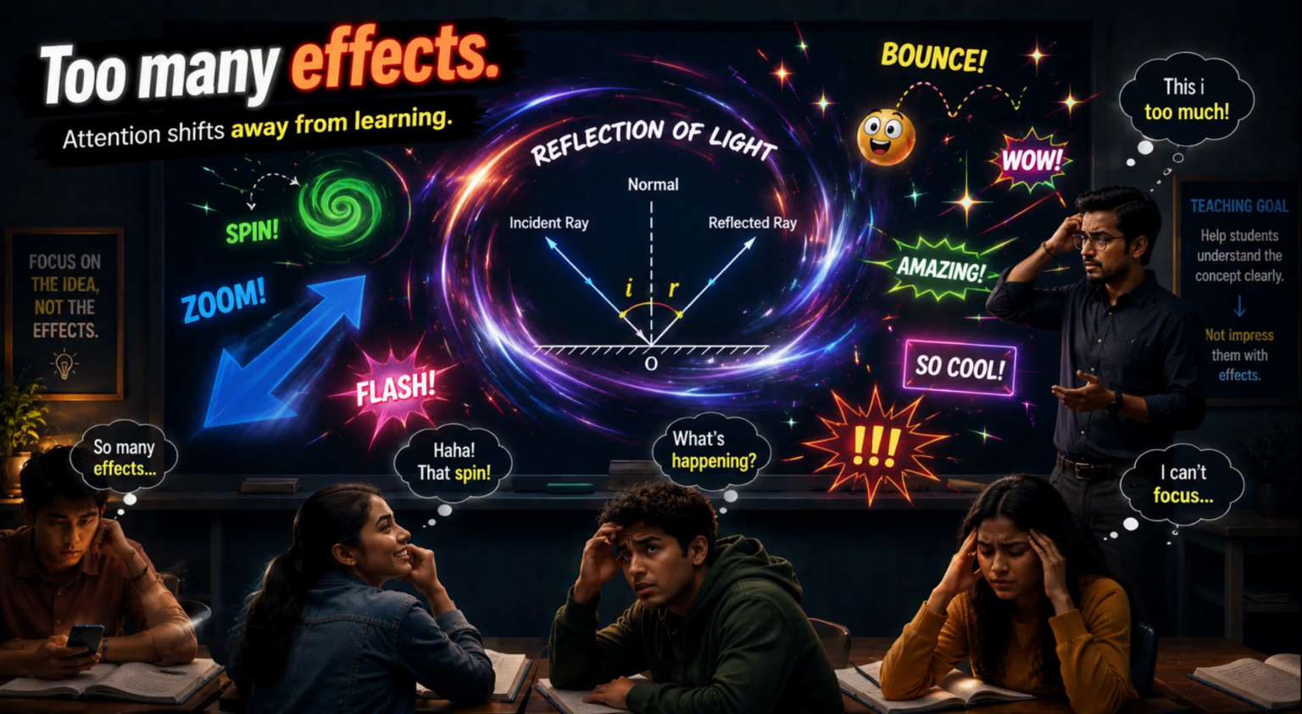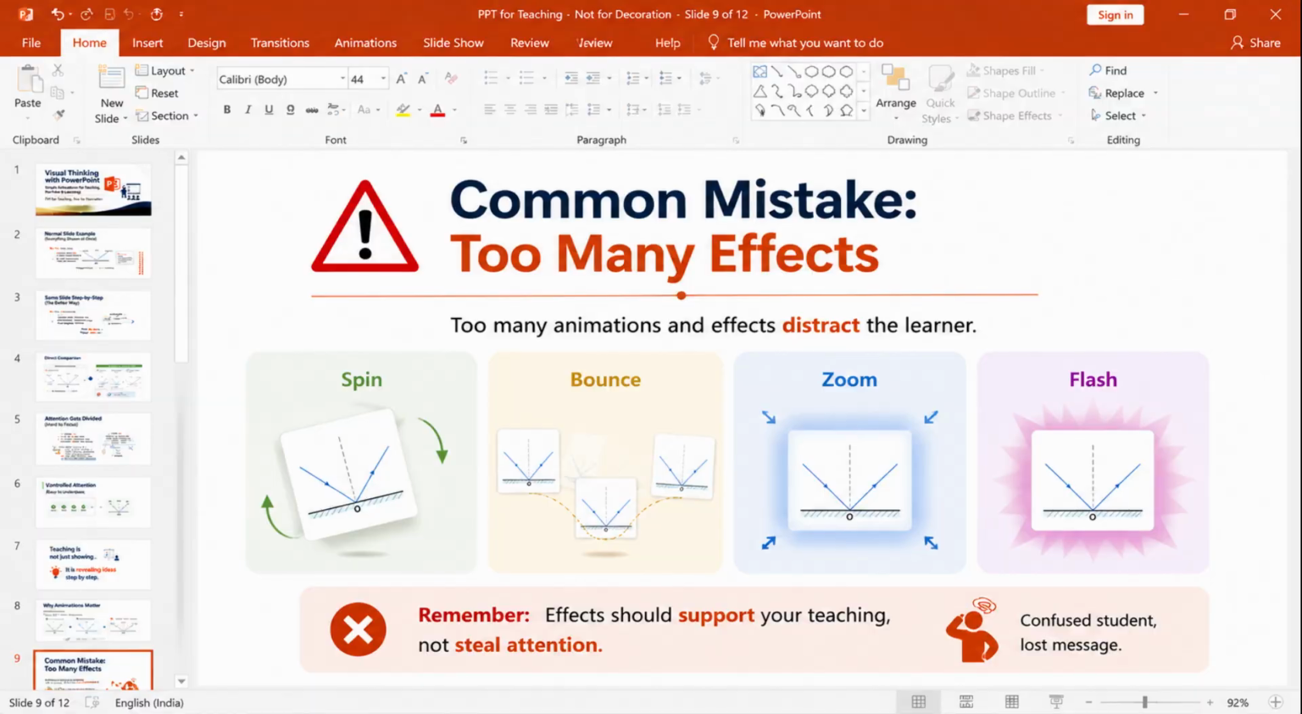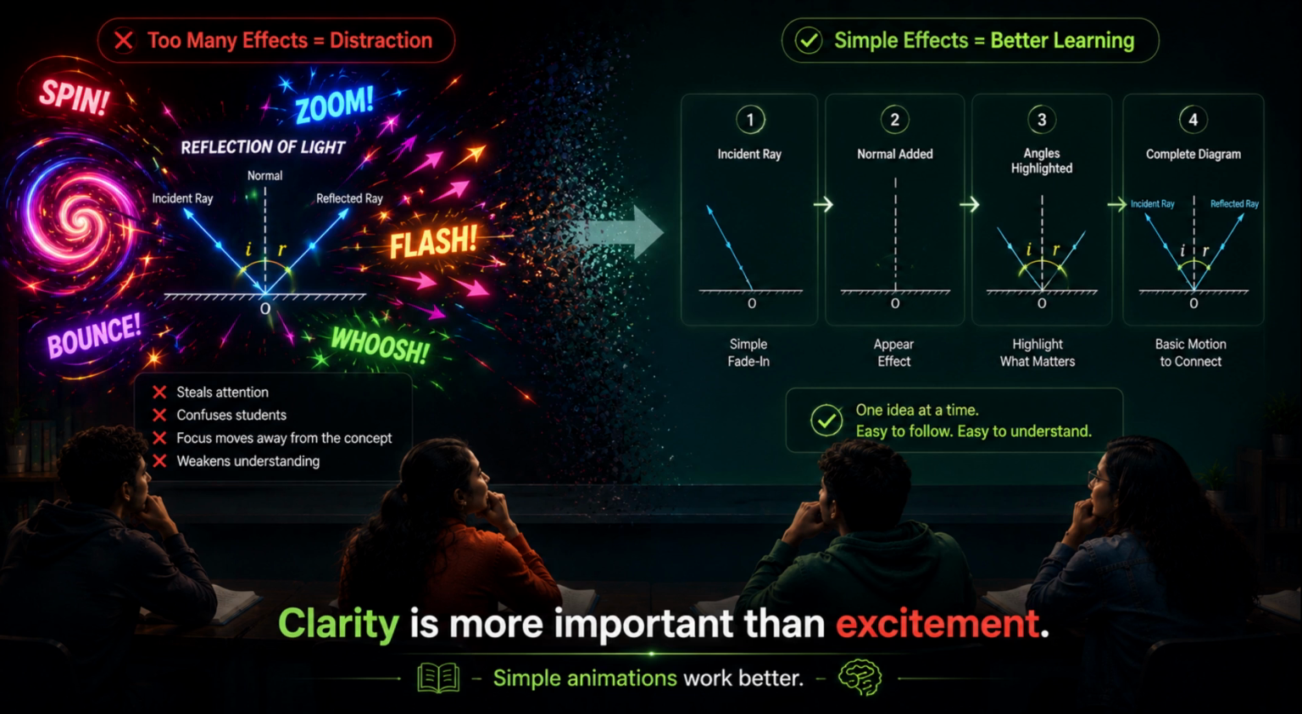Now let us discuss a very common mistake. Many people start using too many animation effects. Spin, bounce, zoom, flash, and many other distracting effects. But these effects usually steal attention from the lesson itself. Students start noticing the animation instead of understanding the concept. Simple fade-ins, appear effects, or basic motion are usually more than enough.